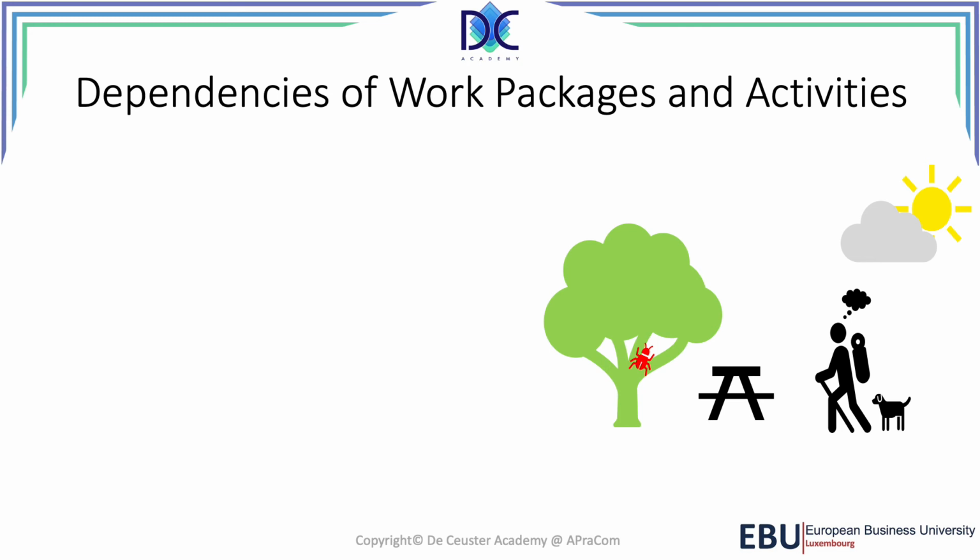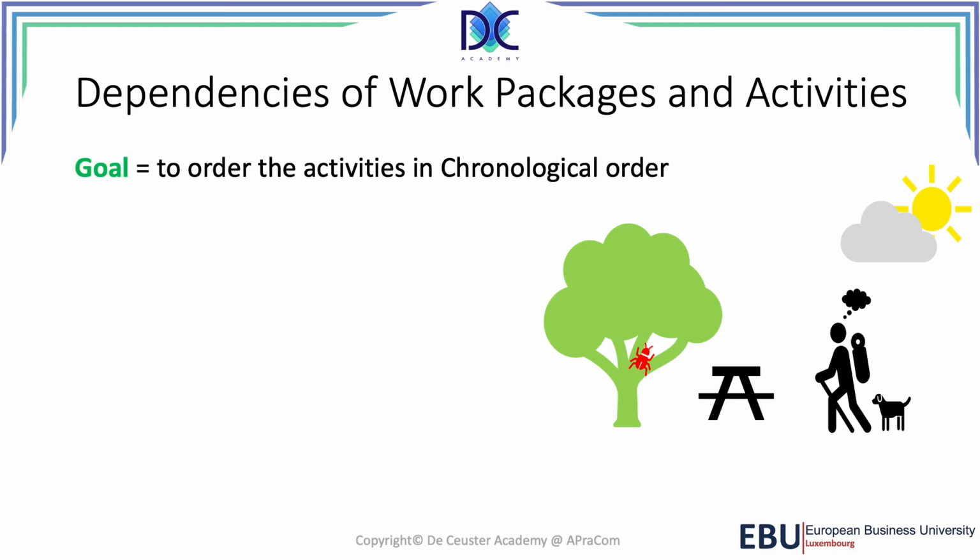Now, when we look at the dependencies of work packages and activities, we in fact have what we get from the WBS. We get the logical link between the activities. And what we have to do is find the chronological order of the activities or the work packages. Now we have to bring them together. We have to see what you want to do. And let's have a look at the example of planting a tree.